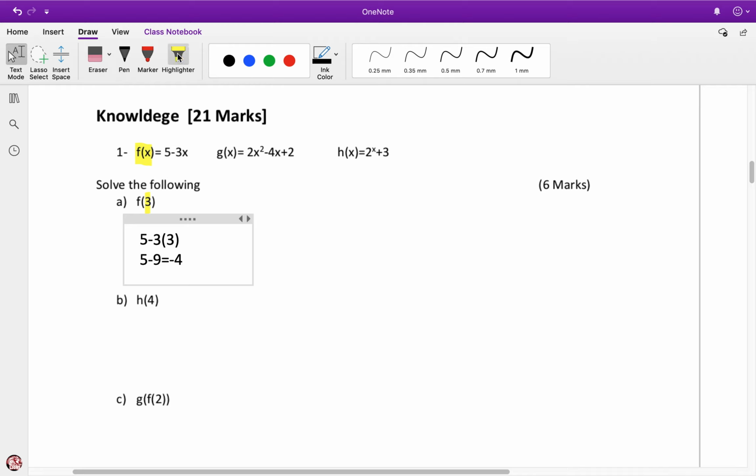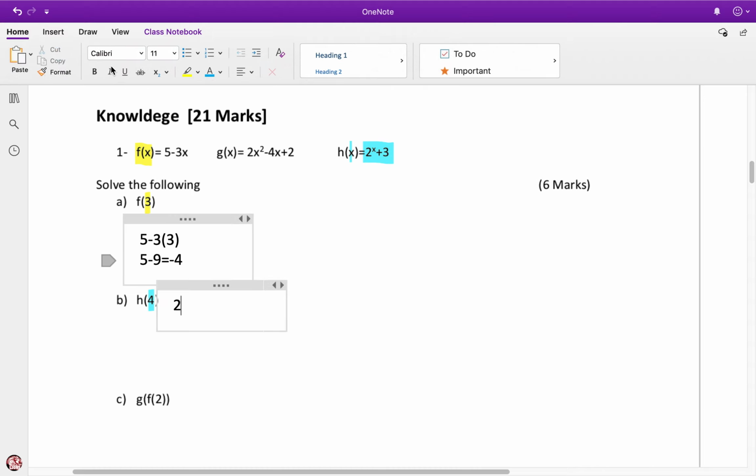Okay. Now this one here, h of x, we're going to use this formula, and the x is going to be 4. So if I run this, I'm going to go 2 to the power of 4 plus 3. I don't know if it'll run the numbers. So therefore our answer is going to be 27, because 2 to the power of 4 is the same as saying 2 times 2 times 2 times 2, 4 times.